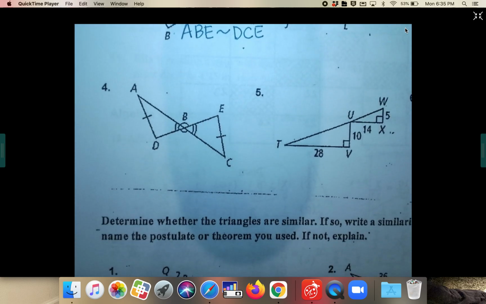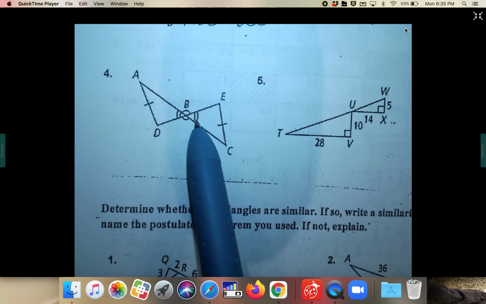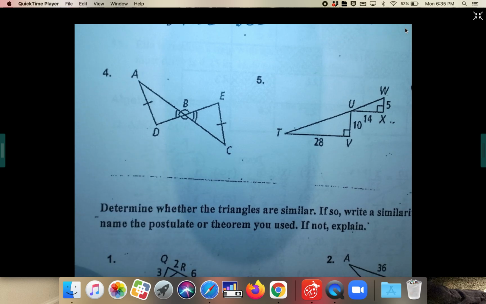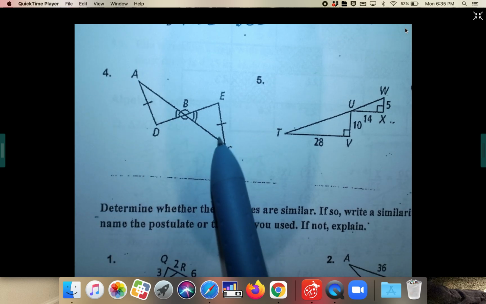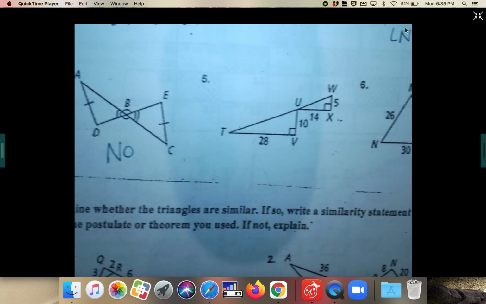Okay, down to number 4. I see these two vertical angles and I see these two side lengths, but these sides are not parallel, so we can't assume anything else. So this one is going to be no.